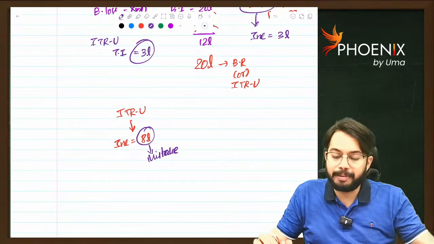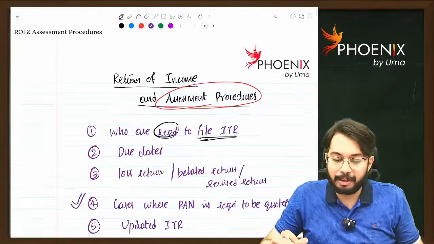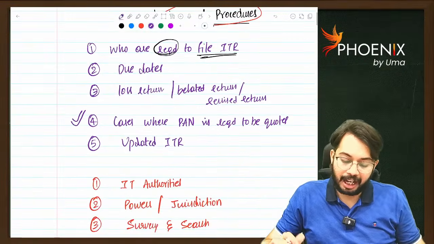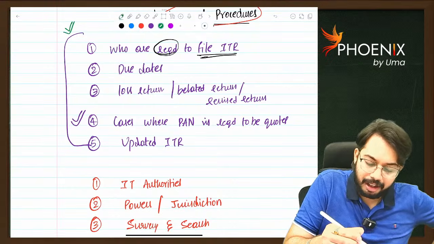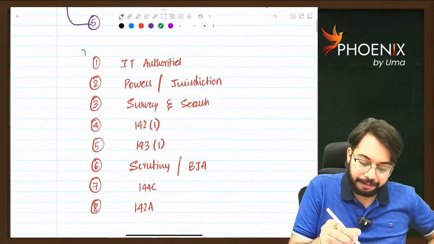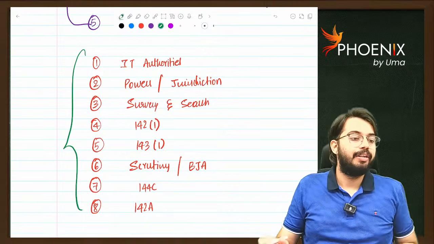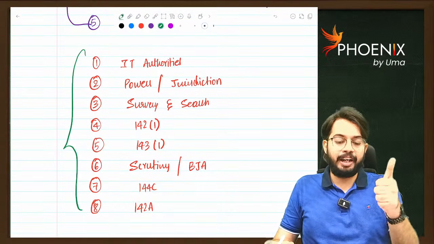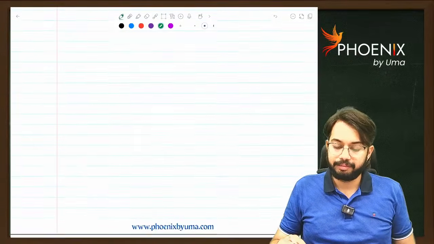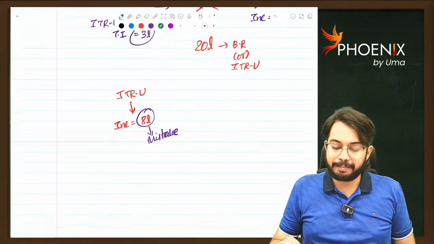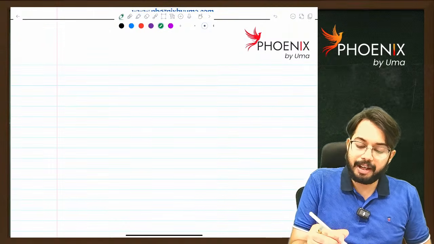So this is the concept broadly relating to ITR-U. So till here we discussed about return of income. Now shall I shift to assessment procedures? Interesting part. This is over. Now we will shift to assessment procedure. So are you clear with return of income? Shall I proceed with assessment procedures? Everybody.